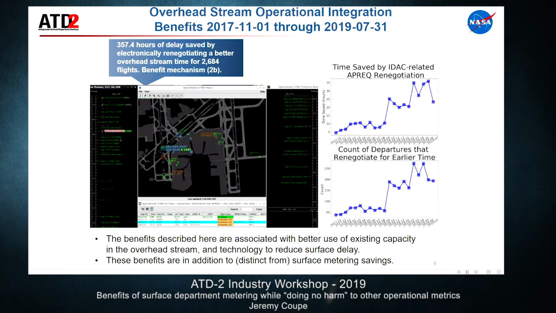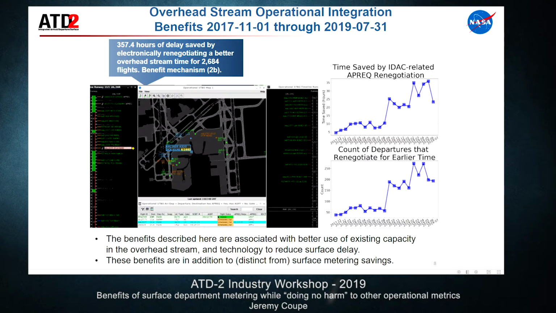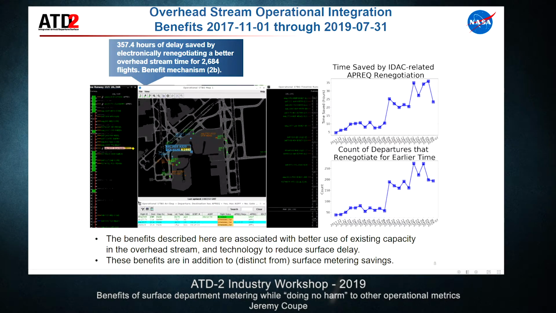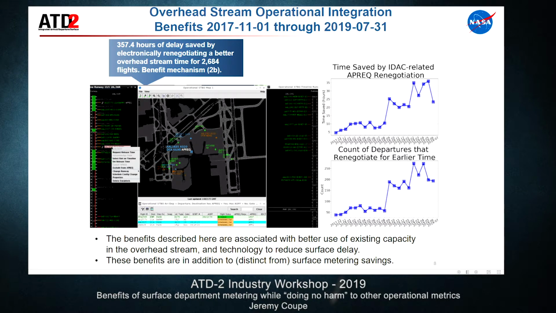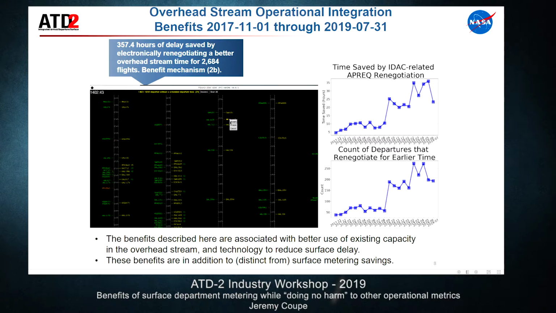And so all this delay here, this 357 hours, because we got those departures off the surface earlier, the airlines, the operators have less block time that they have to pay for because they're merging into the overhead stream earlier. So this actually not only saves fuel, but unlike many of the other benefits, it has this monetization of flight crew time and also passenger value of time.